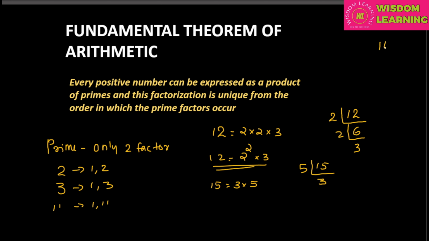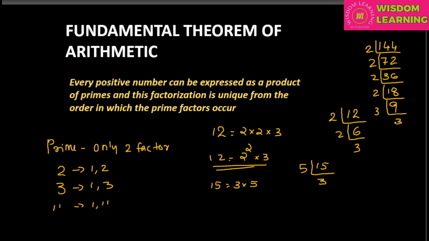One more example: we can write 144. 144 is an even number, so we can easily divide it by 2. 144 divided by 2 is 72. Again 72 is an even number, so we divide by 2: 72 divided by 2 is equal to 36. 36 is an even number, so we divide again by 2: 36 divided by 2 is 18. 18 is again an even number, so we divide 18 by 2, which is equal to 9. 9 is an odd number and we know 9 is a multiple of 3, so we divide by 3.